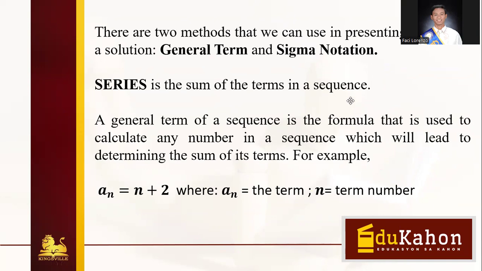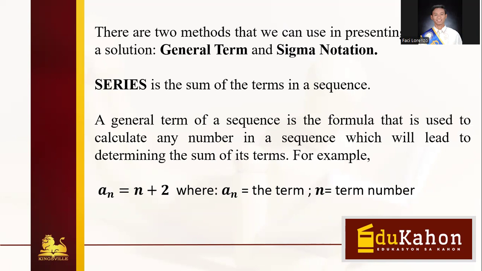In a sequence, during grade 10, we have other types of sequences. We have the arithmetic sequences, harmonic sequence, and we also have the geometric sequence. Now, if you try to add the terms of the sequence, we call them series. Okay, a general term of a sequence is the formula that is used to calculate any number in a sequence, which will lead to determining the sum of its terms.